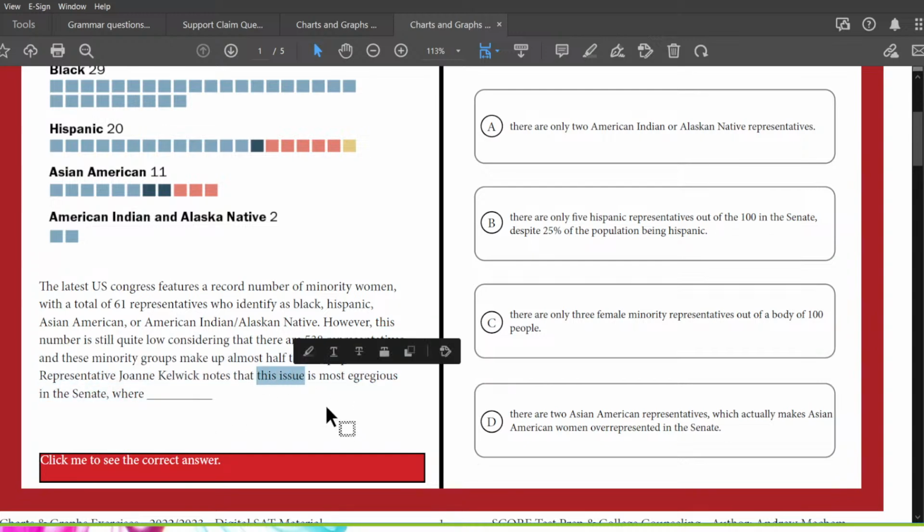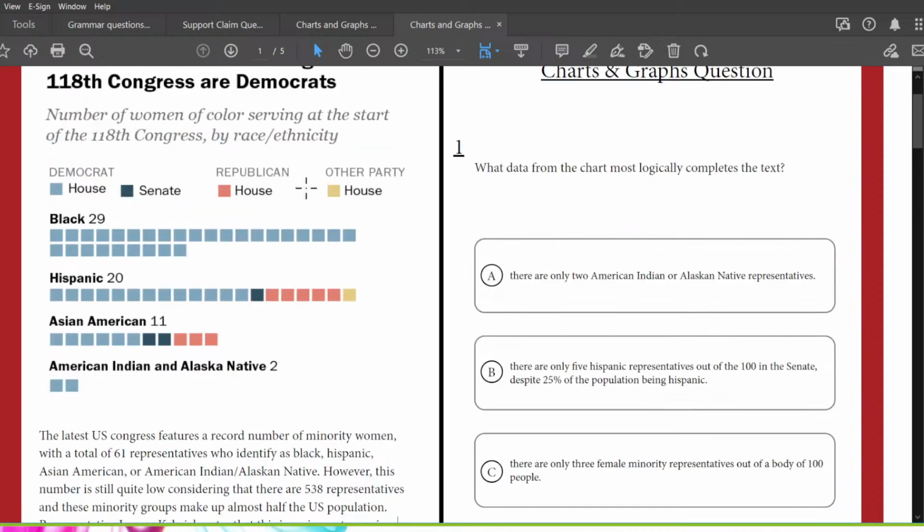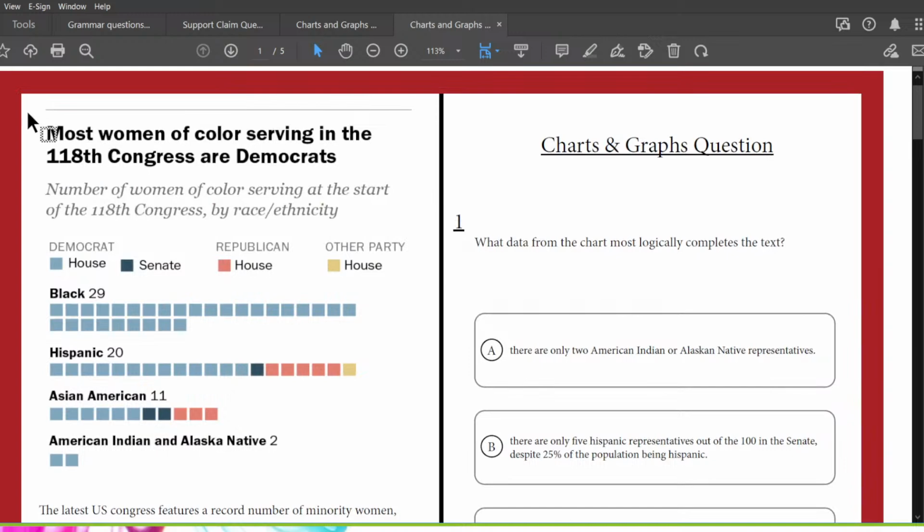It says this issue. I'm not quite sure what that is yet. If I go back to read the previous sentence, which is what I'm supposed to do, it says this number is still quite low considering that there are 538 representatives and these minority groups make up almost half the U.S. population. Okay, so I think without reading a whole lot more, what I understand here is that they're saying that there are minority representatives. And again, if I start looking, sometimes it's good to look at the title here.